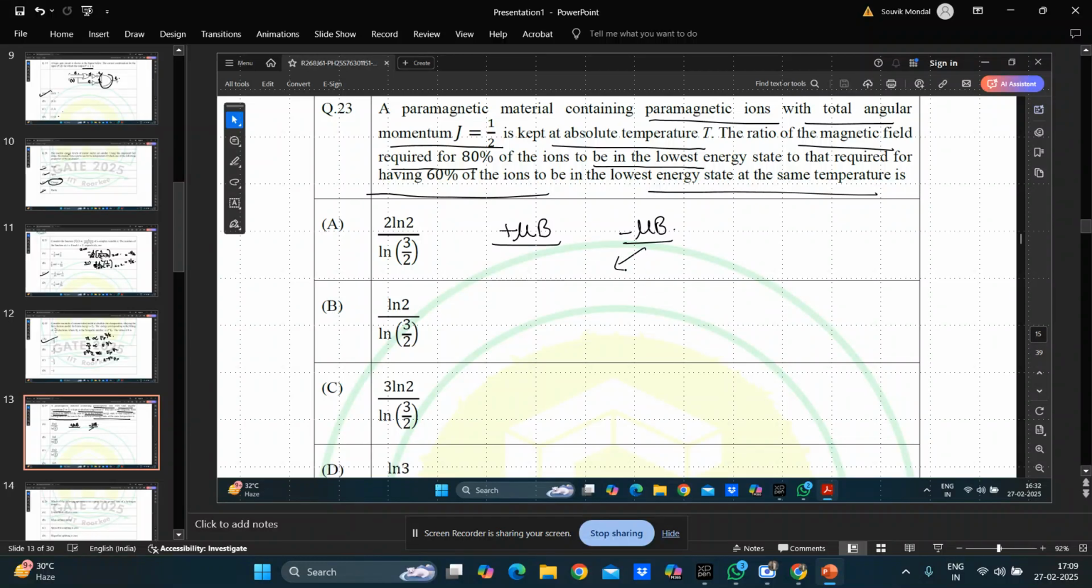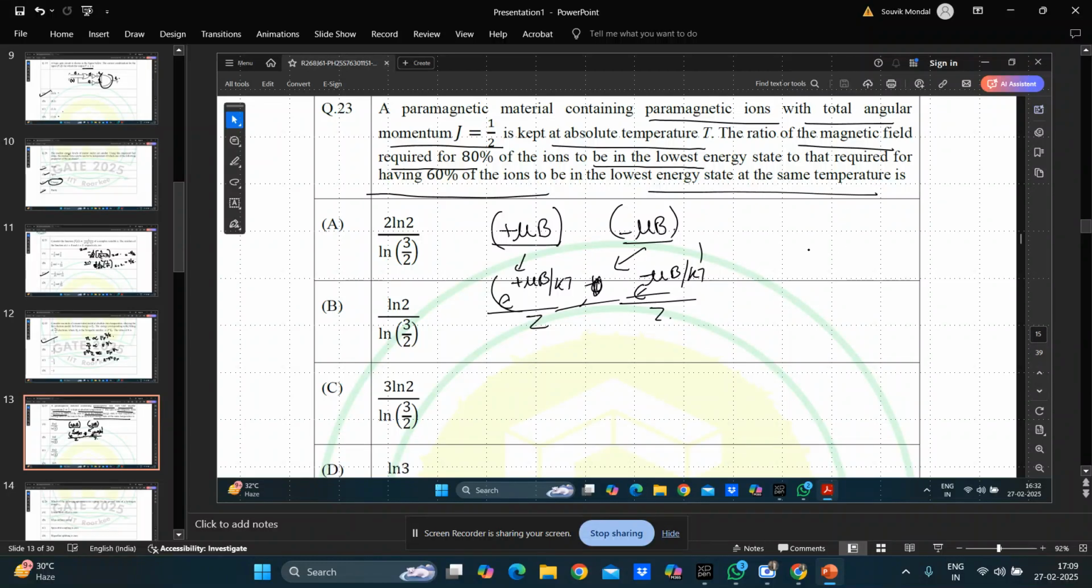Now you have some probability associated with particles in the minus mu B state, and some other probability for how many particles are in the plus mu B state. So what is the probability? The probability is simply e to the power minus mu B by kT divided by Z, and for the other one it is e to the power plus mu B by kT divided by Z, where Z is the sum of these two.